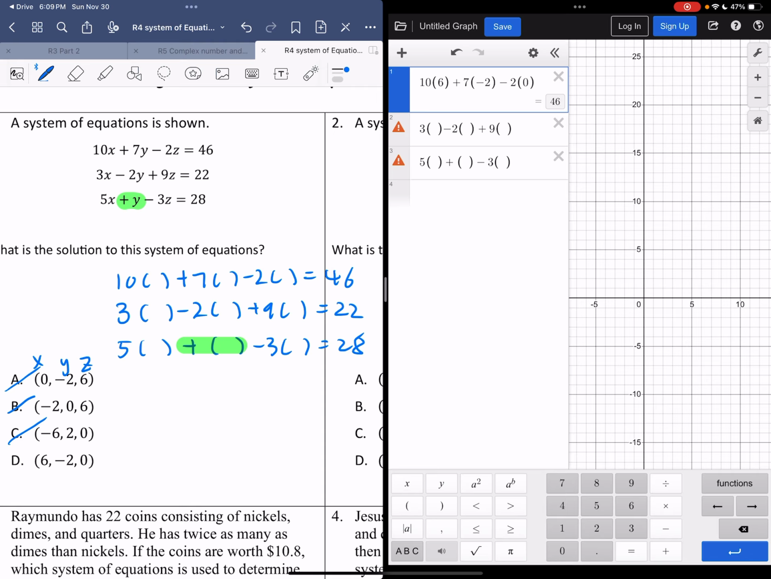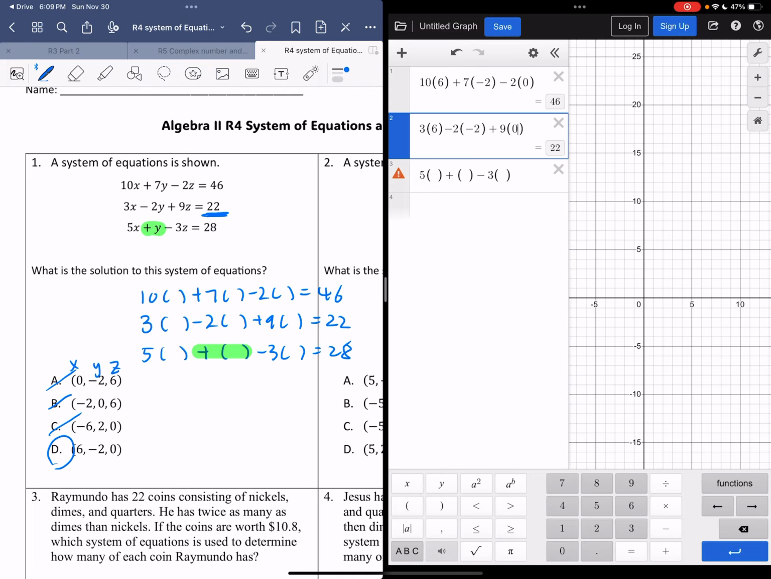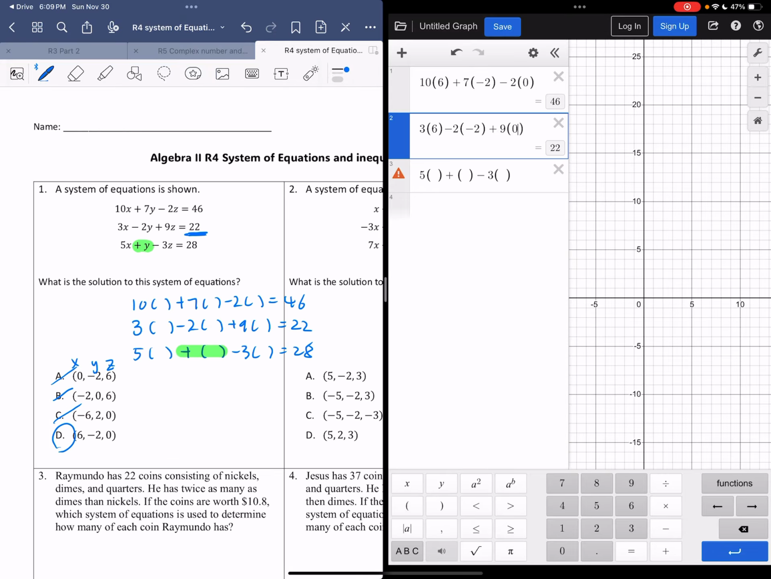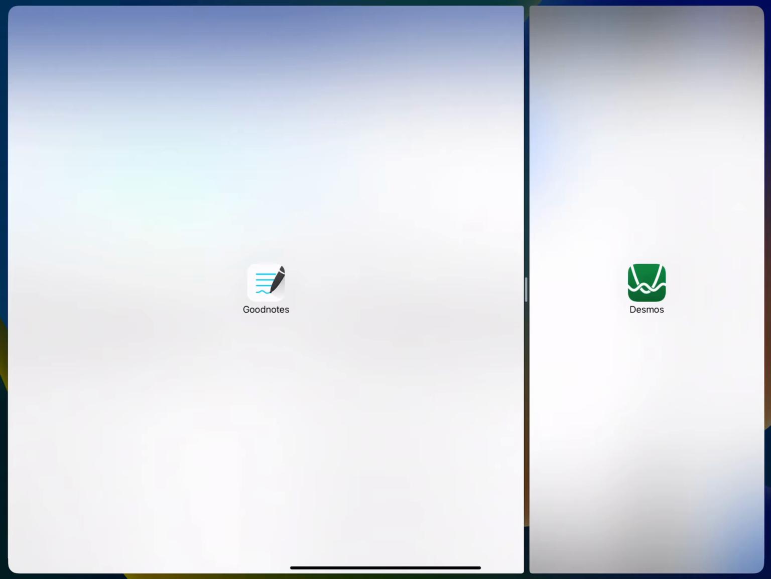Okay, 46. But I'm going to do one more time in the bottom one to check, because I don't want to make a mistake on the test. 22, 22. Do you see 22 matches like this? The answer is going to be D. So this one is easy. Number 2, you guys can do it by yourself.